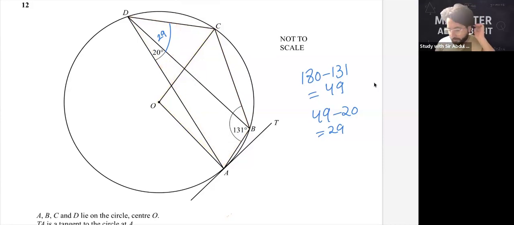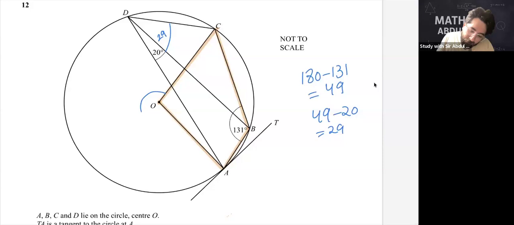Now guys, I can see that very clearly. This is 131 and please pay attention. This is radii, and this is angle at a circumference. So angle at the center would be double. Angle at the center would be double.